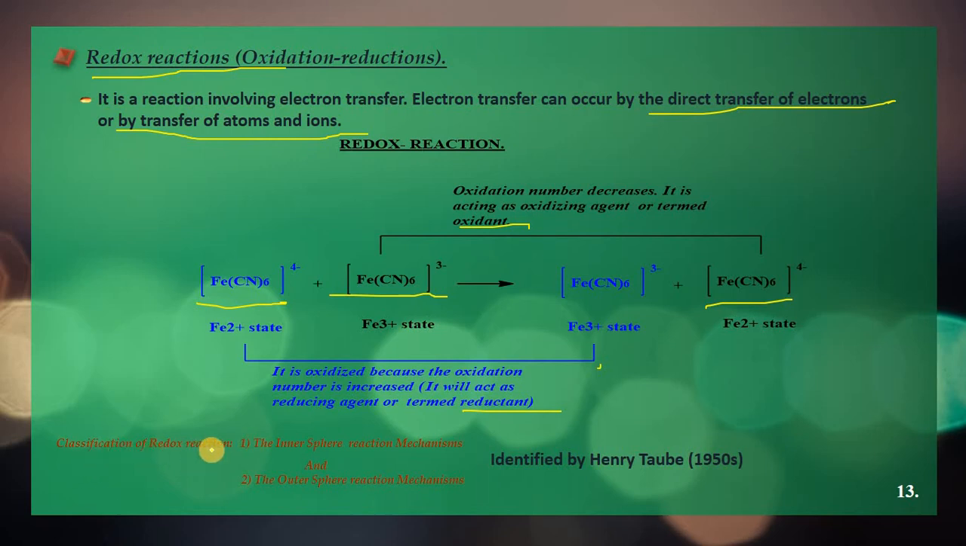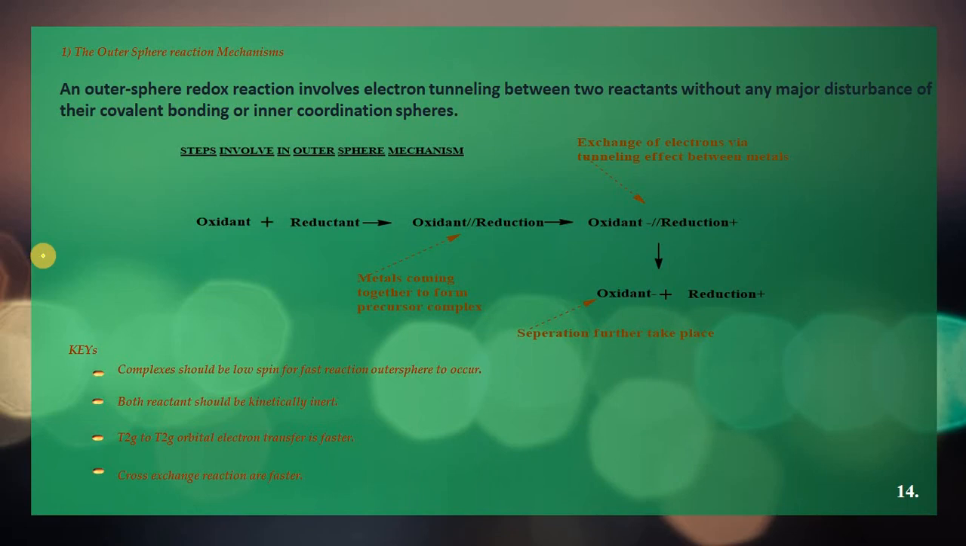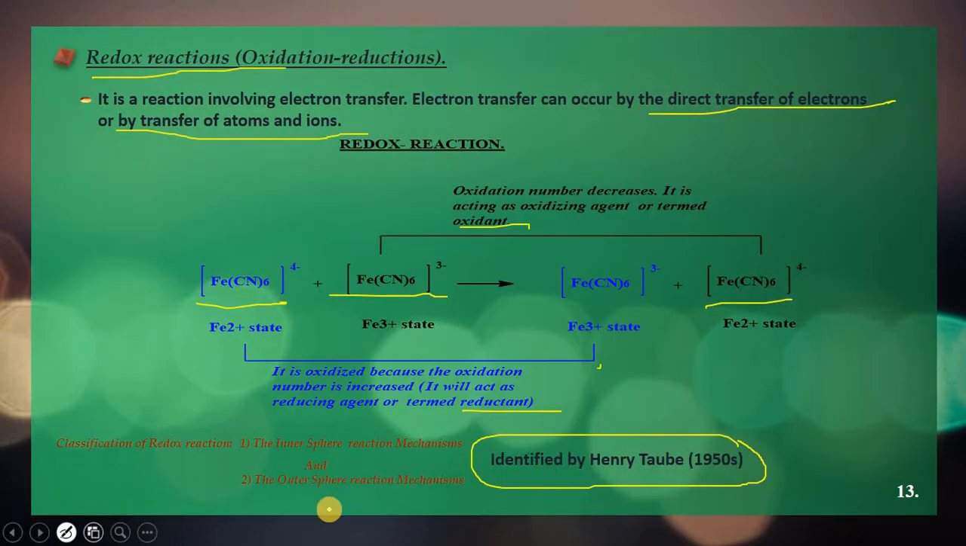So classification of redox reactions: we have two classifications, the inner sphere reaction mechanism and the outer sphere reaction mechanism, which was first identified by Henry Taube in the 1950s. So I will take a bold step by explaining the outer sphere reaction mechanism first, followed by the inner sphere. So this will be my 1 and this will be my 2.